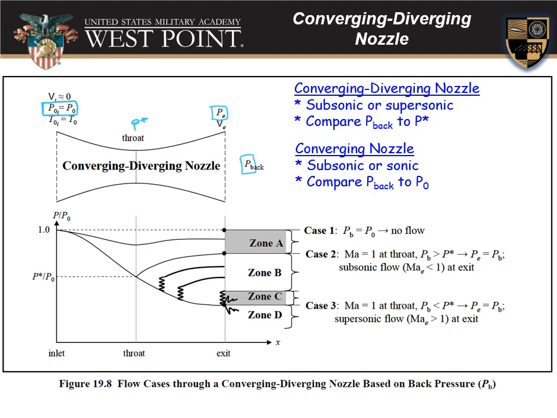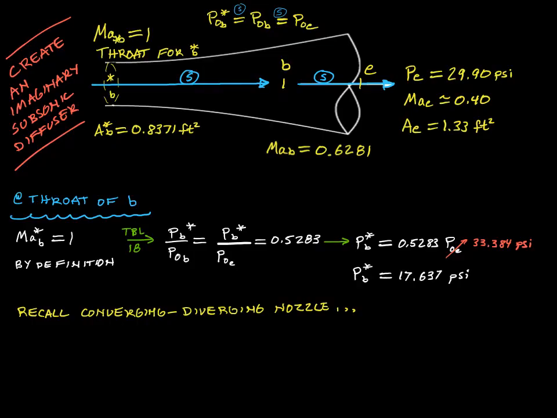So for this full converging diverging nozzle, we want to compare the back pressure to the static pressure at the throat, and that's what we've done on this last slide. We know that the static pressure is almost 18 psi here, and then the back pressure, or exit pressure, is about 30 psi. And we can have this relationship.